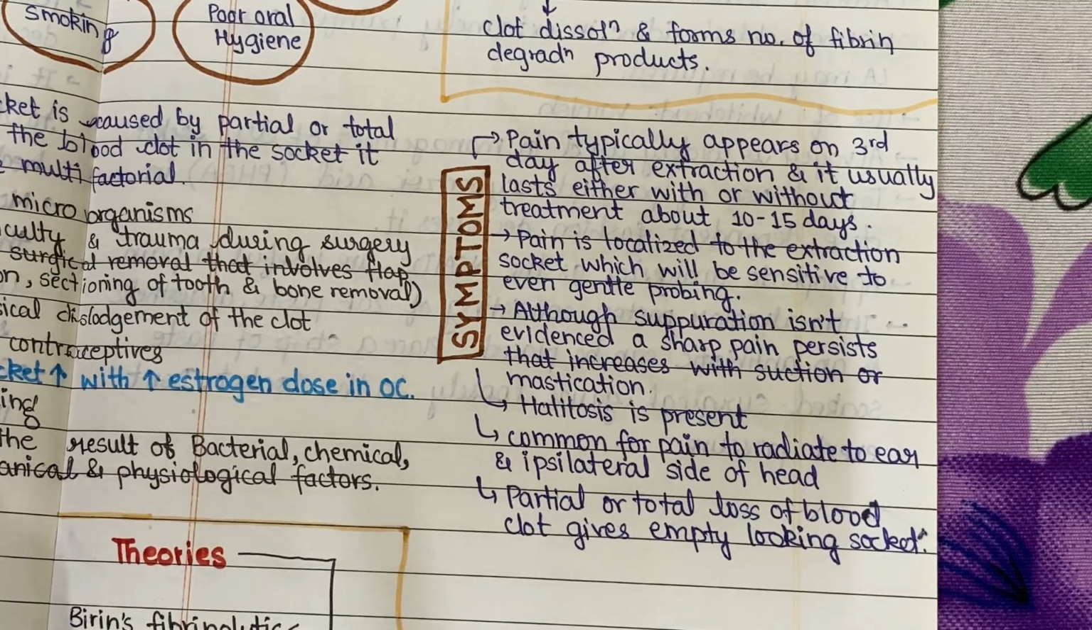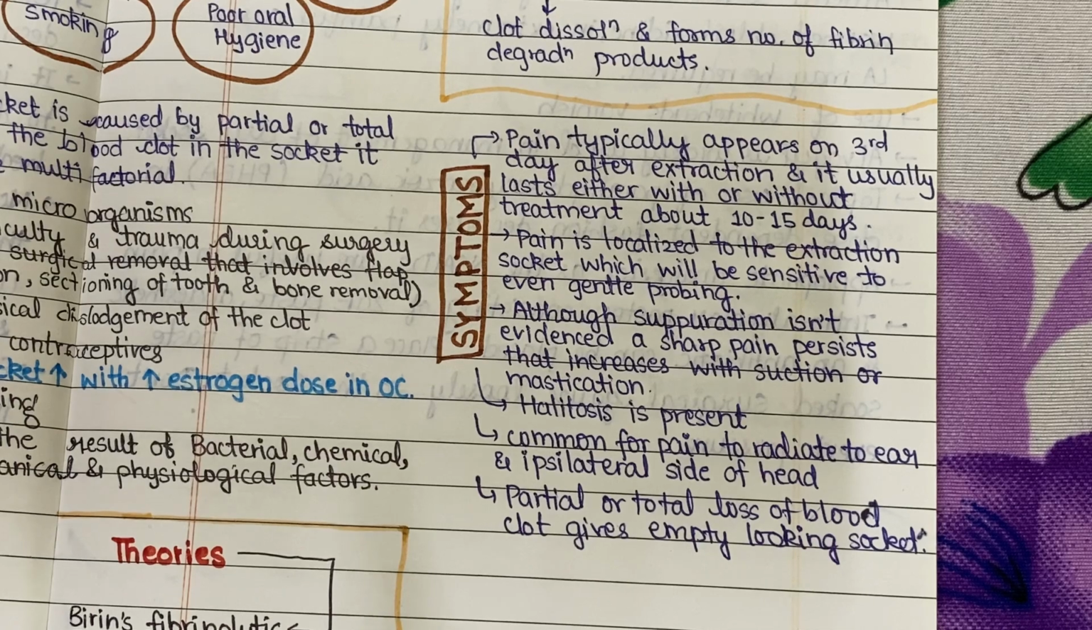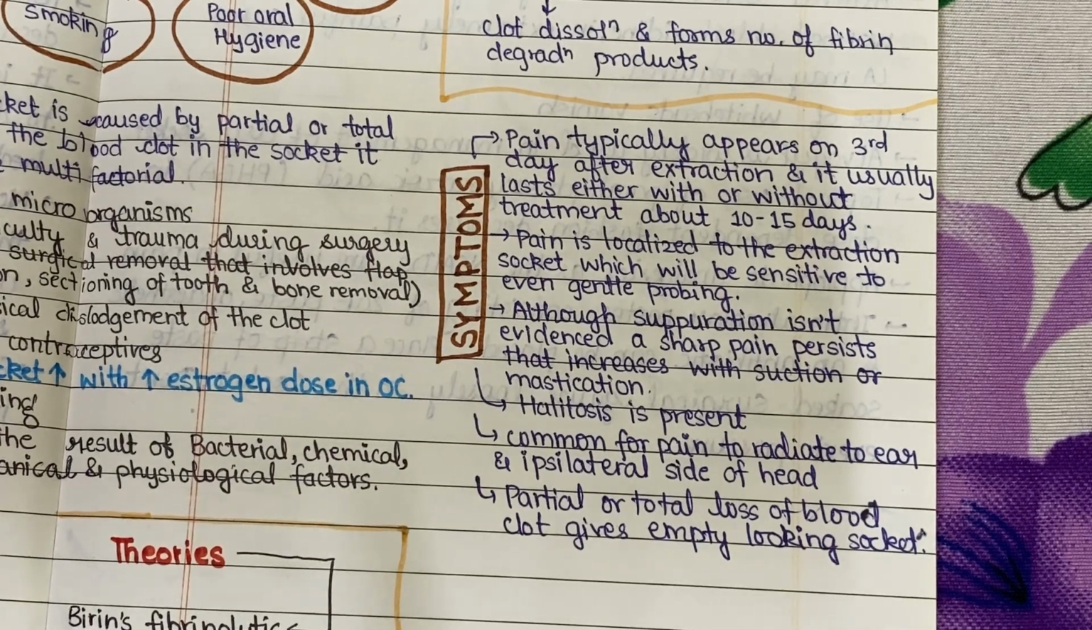Then there is partial or total loss of the blood clot, which gives an empty looking socket. So because of this loss of the blood clot, your socket looks empty. Then there is this telltale sign: with the partial or total loss of the blood clot, the jawbone may be visible in the socket. So your bone is visible in the socket, and the surrounding tissue may appear gray due to poor healing. This is nothing but a telltale sign which you can see in dry socket.